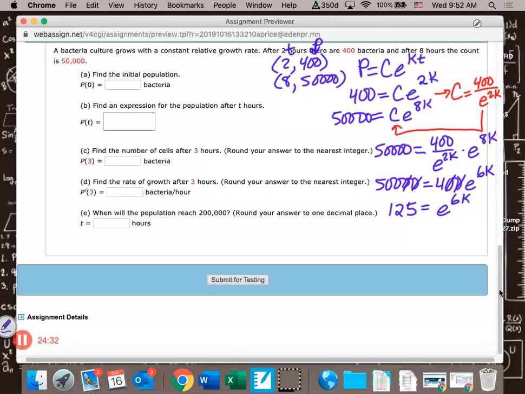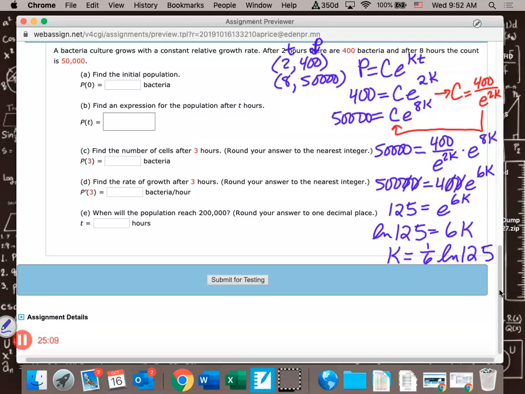All right. So now I ln both sides. And my k becomes 1/6 ln 125. Your k will be 1/6 ln, but it'll be a different number here, unless you have the same numbers as me. All of that, and we haven't even started the problem yet. All of that was just to find k for our model.